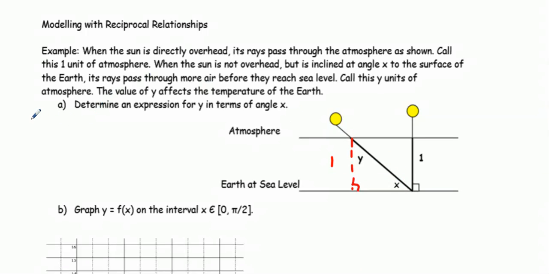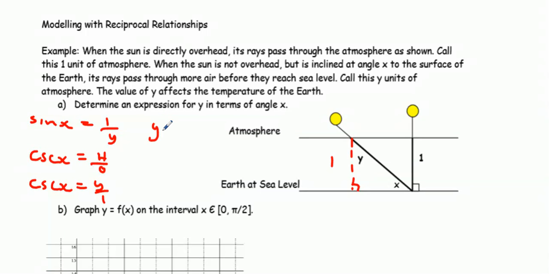But that's not going to help me. I'll just show you why. Sine x equals 1 over y. I need something in terms of y, not 1 over y. So let's try it a different way. What if I used cosecant x? So cosecant x, you know, is hypotenuse over opposite, not opposite over hypotenuse. It's the reciprocal. And so if I did that, I end up with y in the numerator over 1. So I end up with y equals cosecant x. Okay? I now have an expression for y in terms of x.